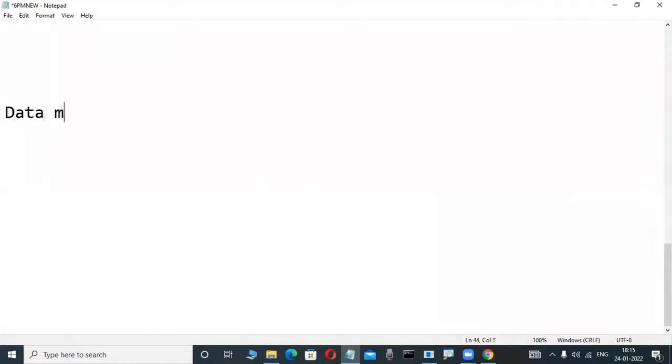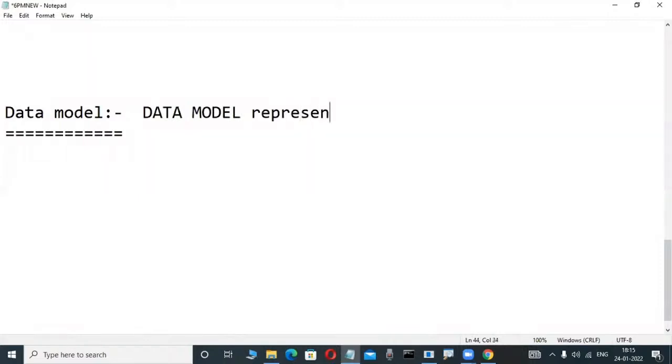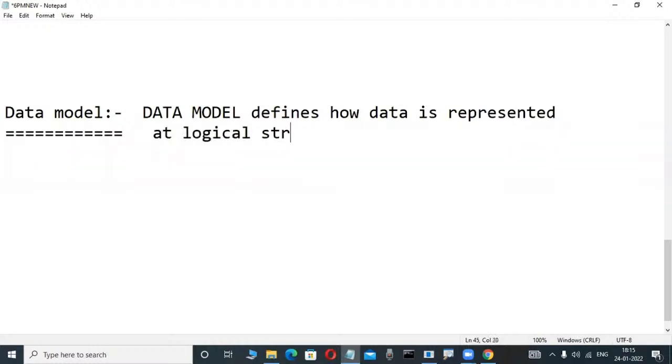Are there any computer students here? They're well-known persons. Don't write anything, these are demos. Okay, data model. A data model defines how data is represented at the logical structure of the database. How easy is that definition? Observe it here: the logical structure of the database.